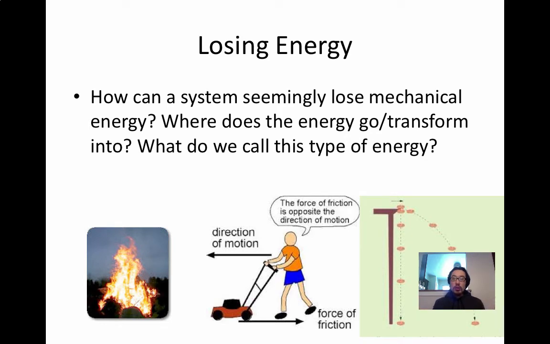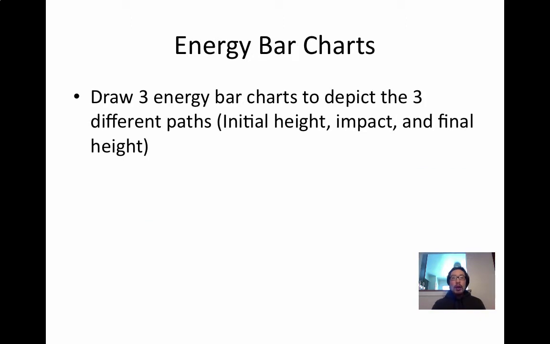Because according to the law of conservation of energy, if you started off at a height of 2 meters, it should always bounce back up to 2 meters, but that's not the case. And that's because some of that mechanical energy transforms into thermal energy, and we get that through friction and heat and other types of thermal energy. Okay? Alright. Draw different energy bar charts to depict the three different paths: initial height, impact, and final height.